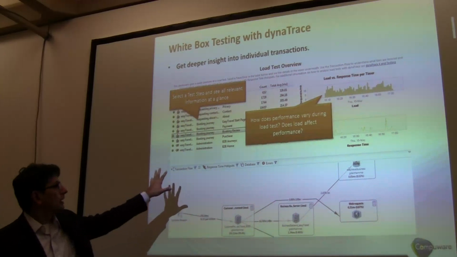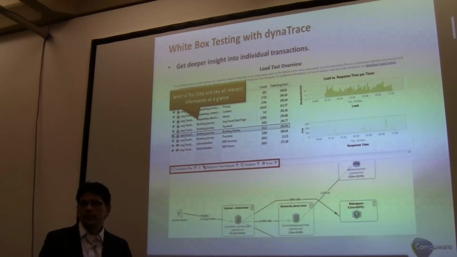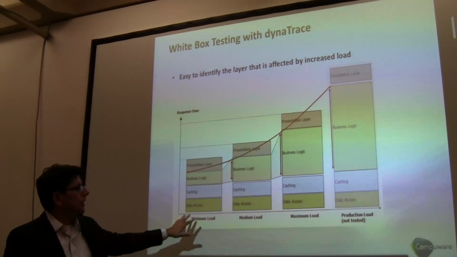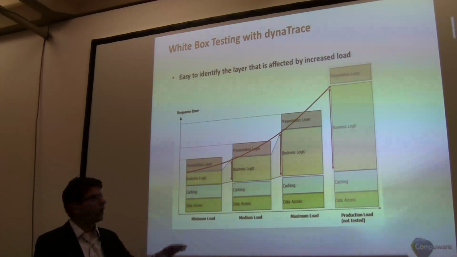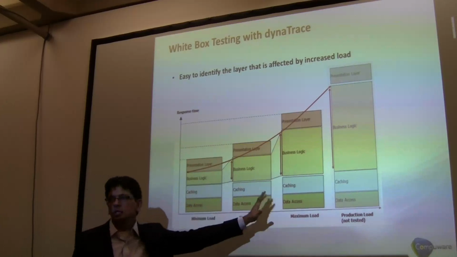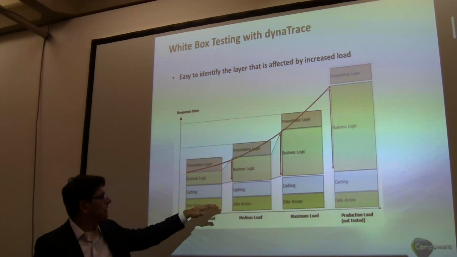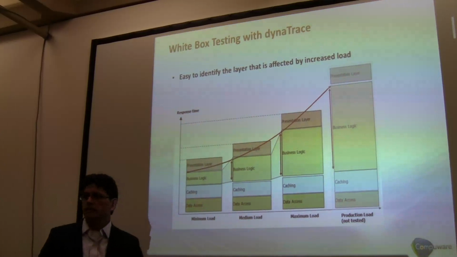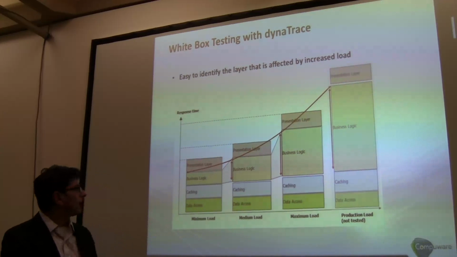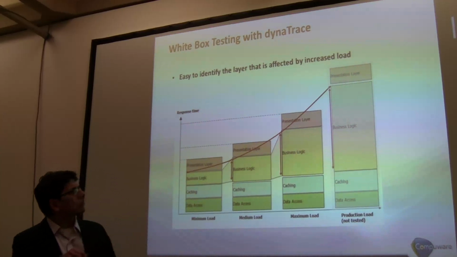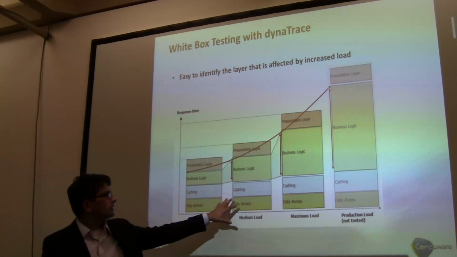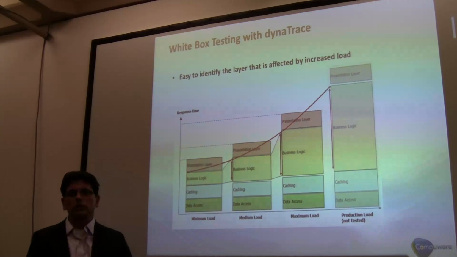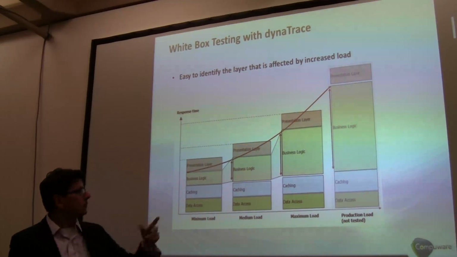So I'm getting relevant data, which is no longer averaging and sampling. Another thing is that with that information available, now I can see, as I'm increasing load, which tier or which part of my application is increasing in response time. In this particular case, I can see that as I'm increasing load, my presentation layer and other data access layers are pretty constant, they're not looking bad, but my business logic layer is increasing in response time.